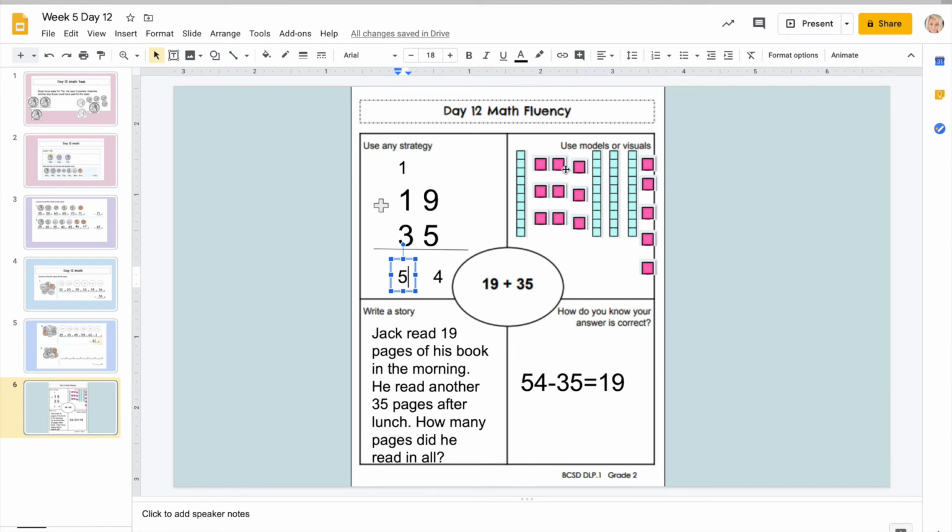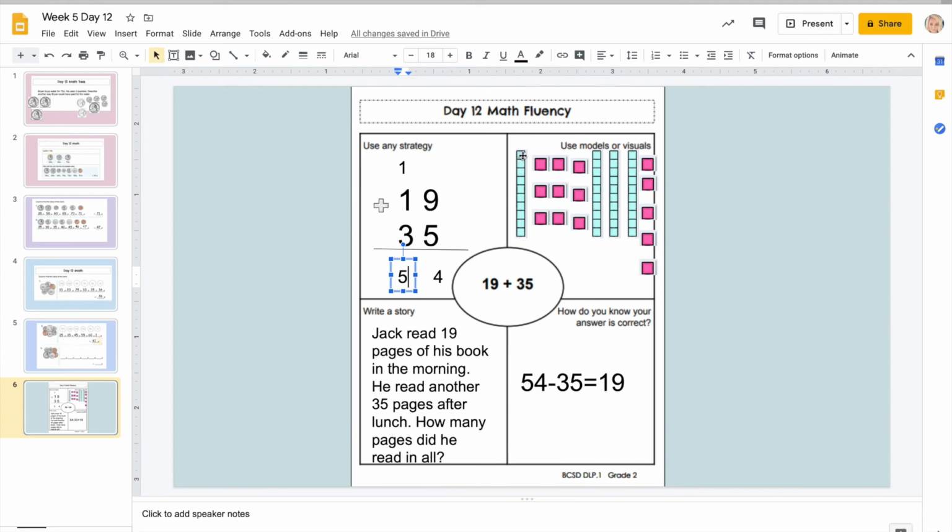They always want us to show using models or visuals, so drawing those base 10 blocks is going to be the absolute best way to show that. As you can see here, I drew base 10 blocks to represent 19, and then I also drew base 10 blocks to represent the 35, and if we added them all together, all of the 10 bars and the ones, this should equal 54. So let's go ahead and count those just to double check.